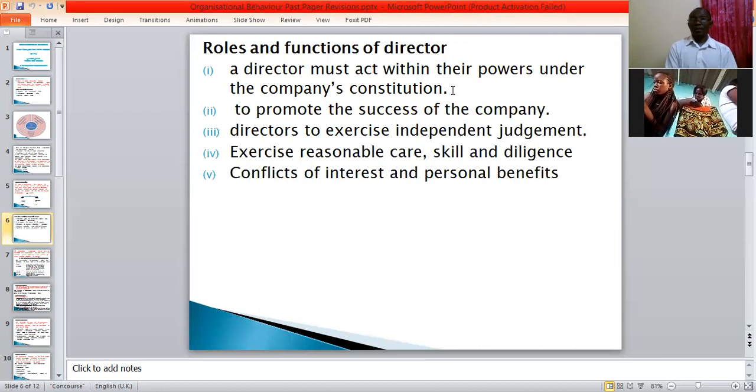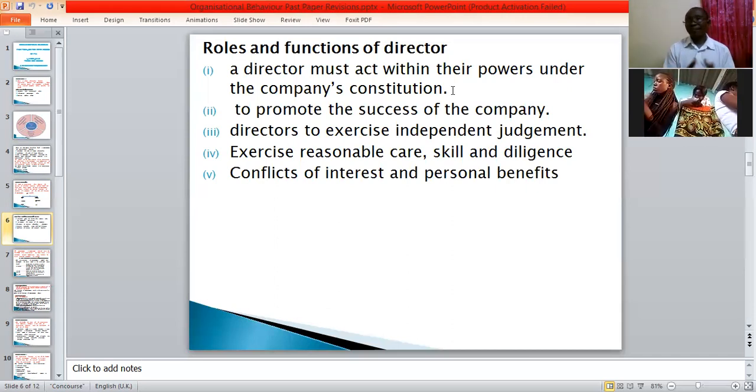Okay. Then they should promote the success of the company. So when you are the director, the success of the company becomes your priority. Then you should exercise independent judgment, then reasonable care, skill, and diligence. Then ensure that you avoid the conflict of interest and personal benefits.